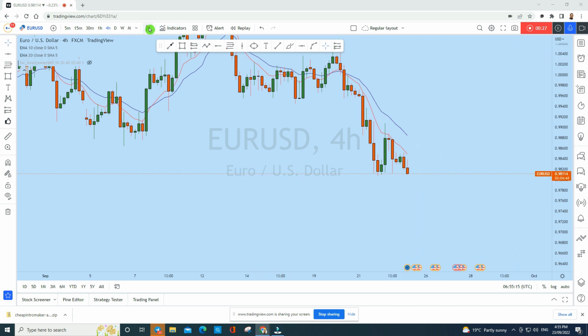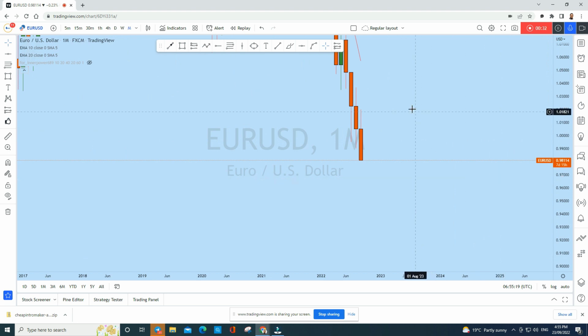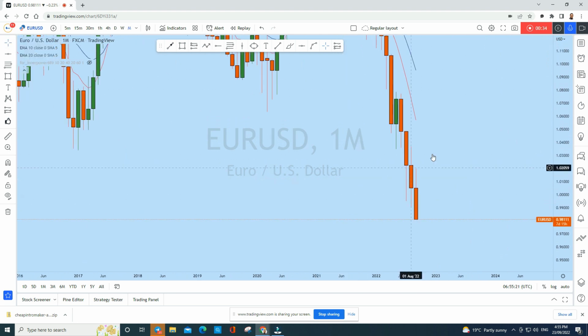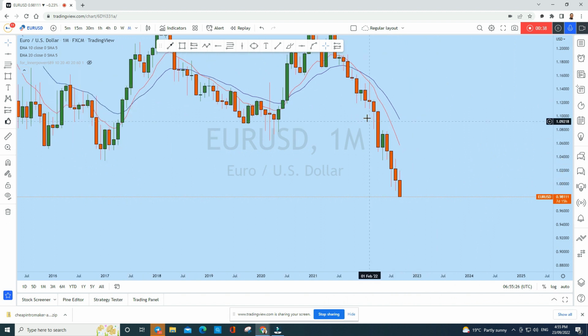Now, as usual, we will be looking at the bigger picture first. Look at the monthly time frame. On the monthly perspective, we see that euro dollar is in a very strong downtrend. Every month, if you look at this chart, euro dollar is printing red candles, meaning that it's a very strong downtrend, creating a series of lower highs and lower lows.